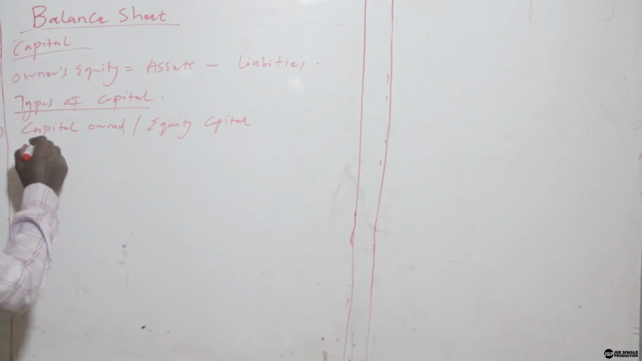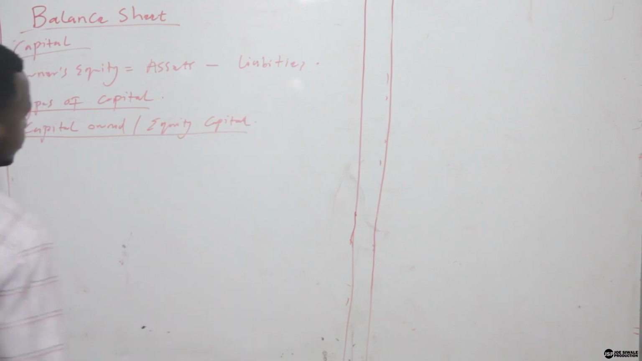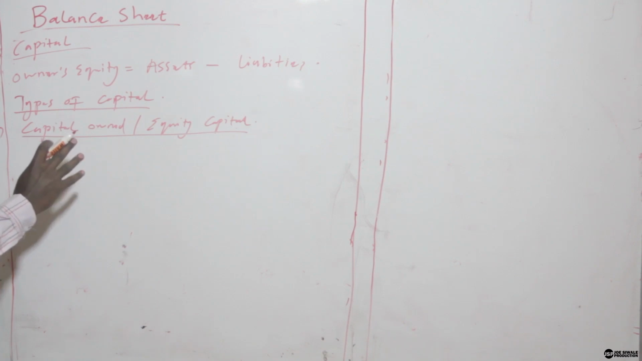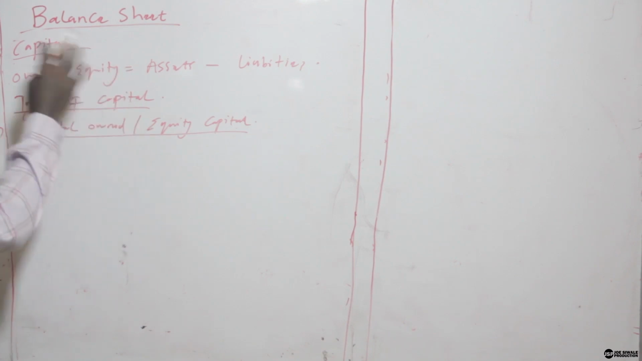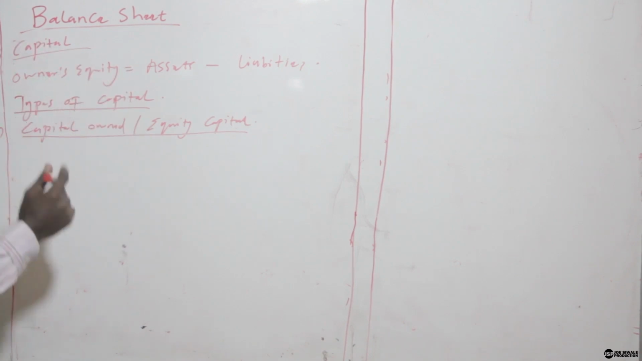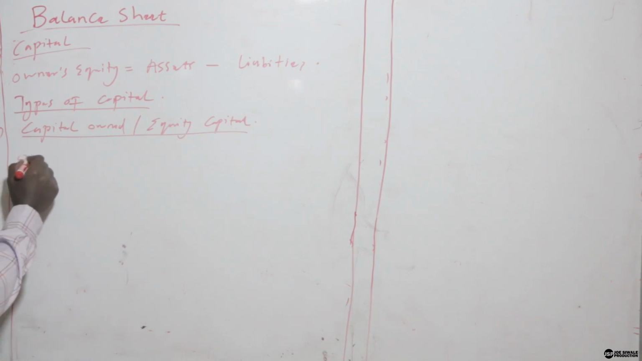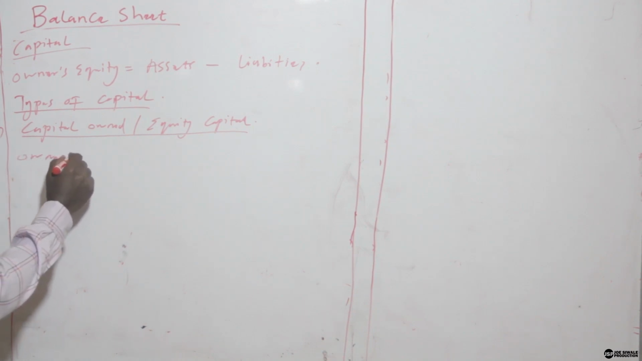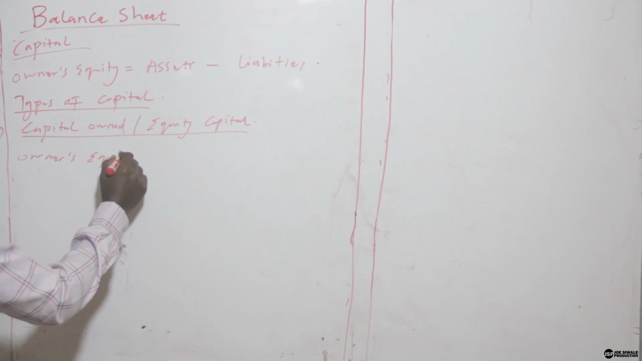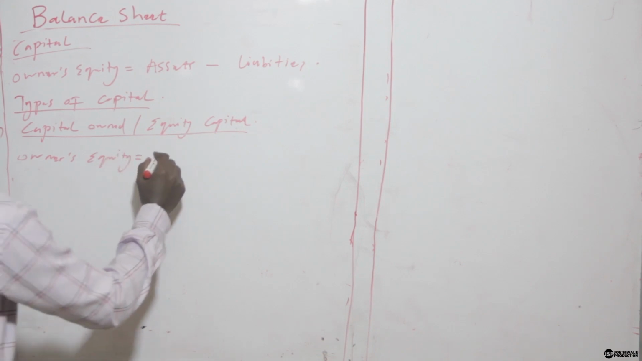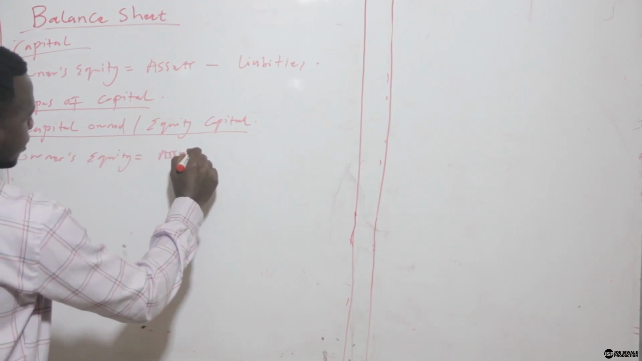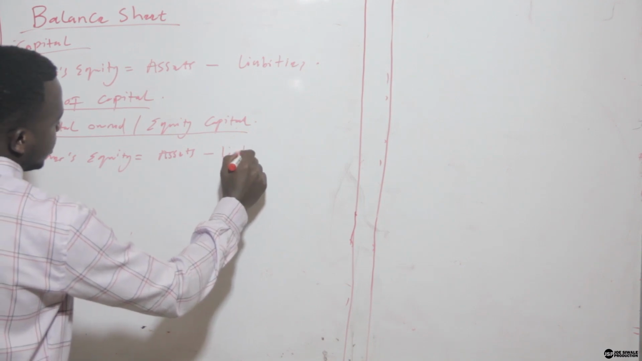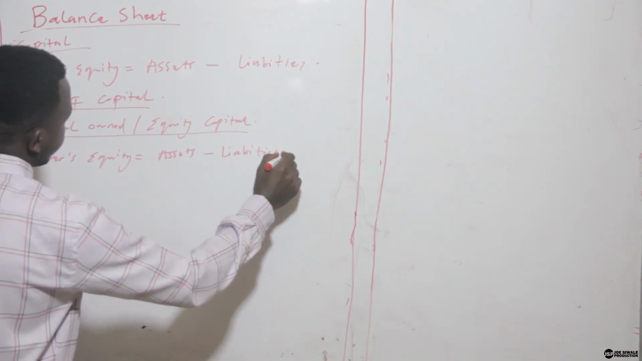And this type of capital can be found by, but before we look at the formula, this capital owned or equity capital is also referred to as owner's equity. So using the formula, we can say owner's equity is equal to assets minus liabilities. So this is the formula.